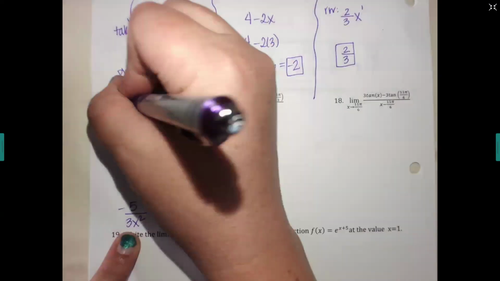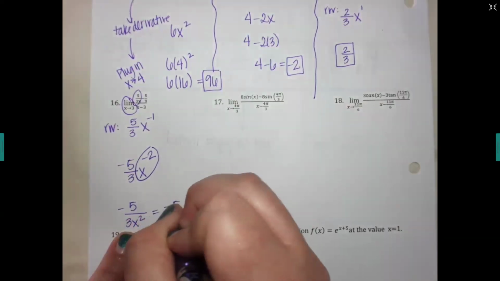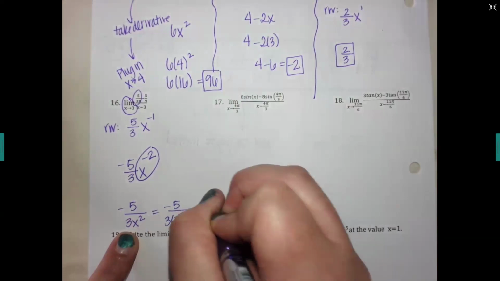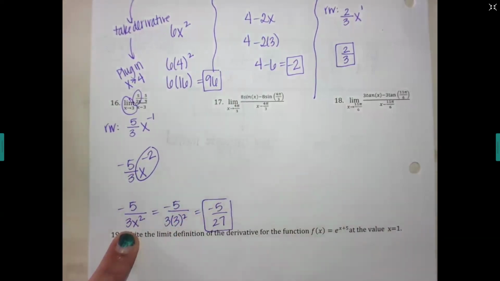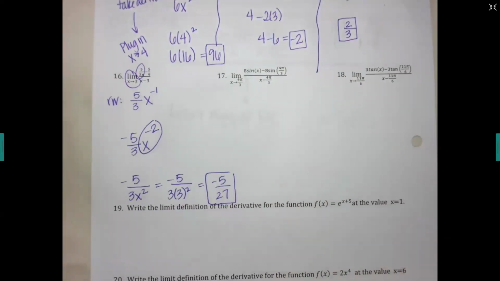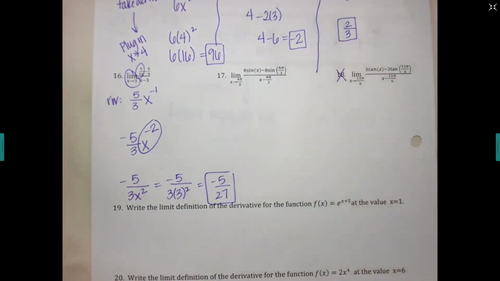Now we're gonna do it. So it'd be -5/3 times 3 squared, which would be -5/27. Okay, all right. We'll just do one of these. Let's do 17 since we already did 10.